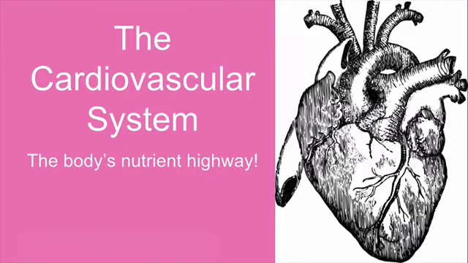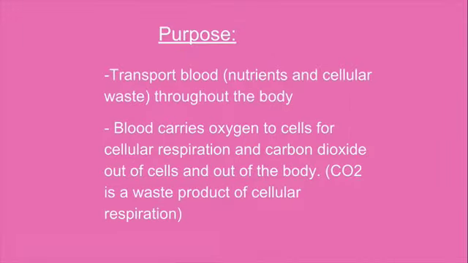We are looking at the cardiovascular system, the body's nutrient highway. So the purpose of the cardiovascular system, also known as the circulatory system, is to transport blood that contains nutrients and cellular waste throughout the body. Blood carries oxygen to cells for cellular respiration, and then it takes the byproduct of cellular respiration, which is carbon dioxide, out of the cells and out of the body.